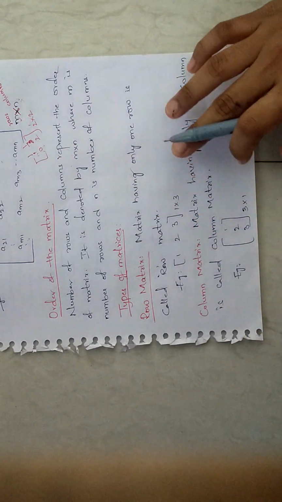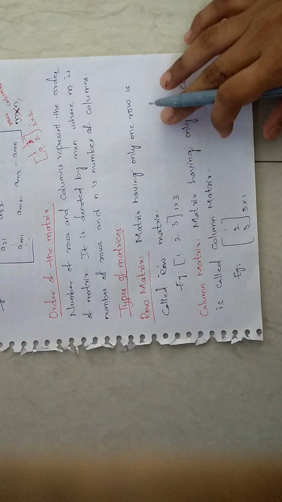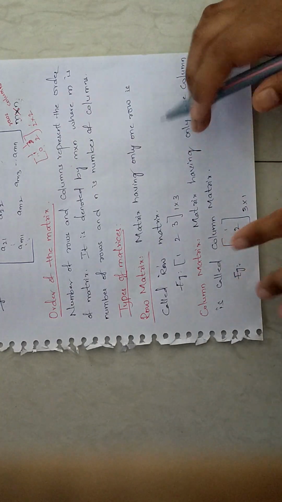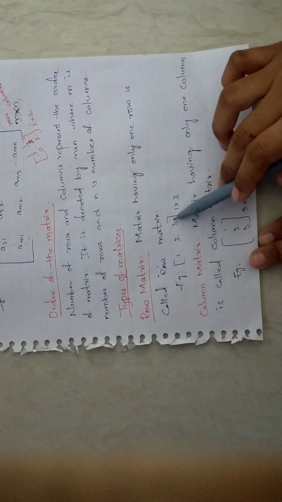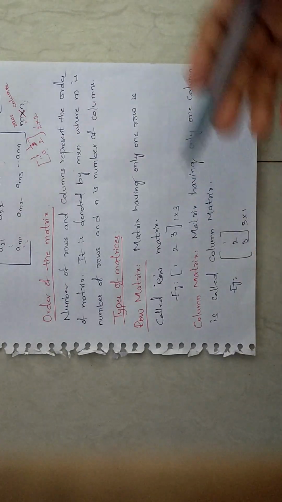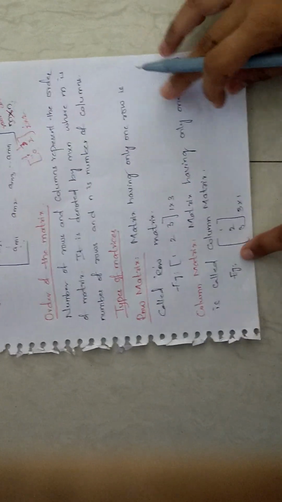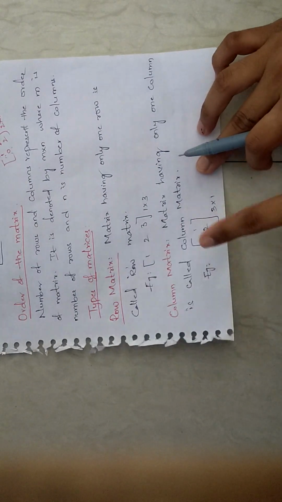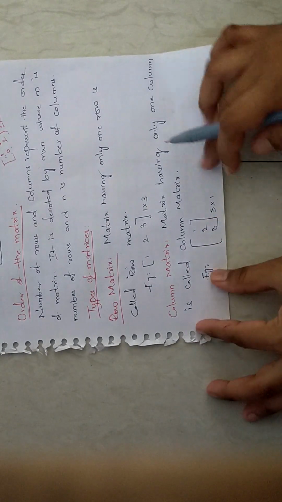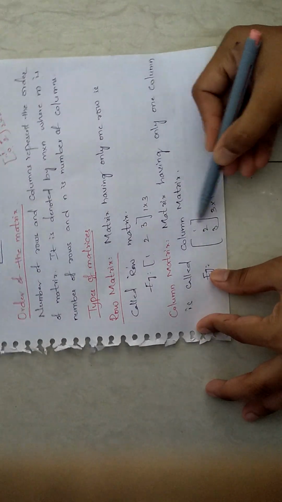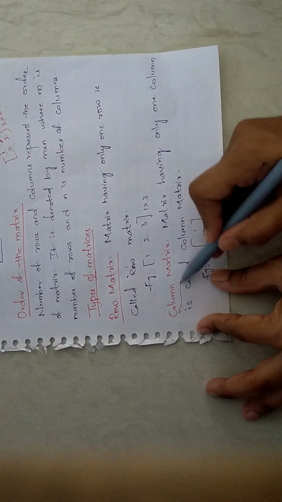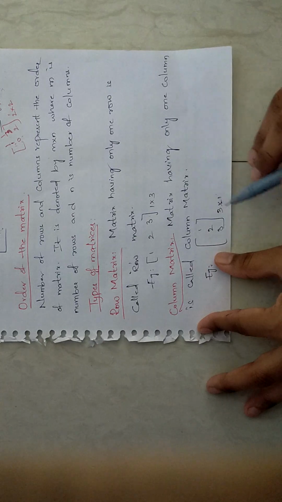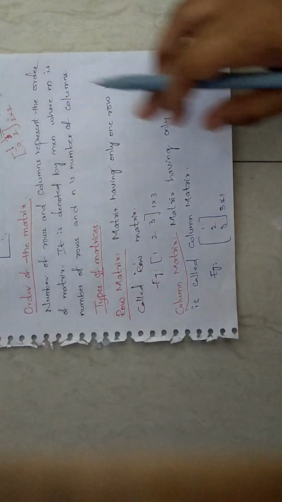Okay, so a row matrix means a matrix having only one row, like this, 1 2 3, only one row. Columns can be any number. Now what is a column matrix? A column matrix means only one column. That means we should have only one column, and we can have any number of rows. This is the column matrix.